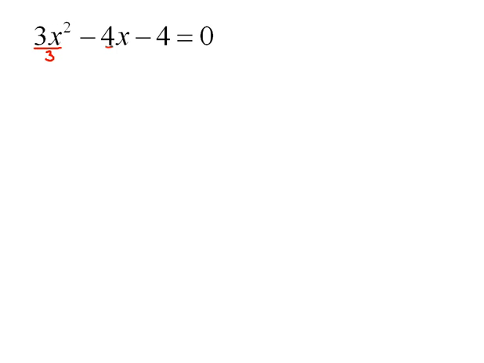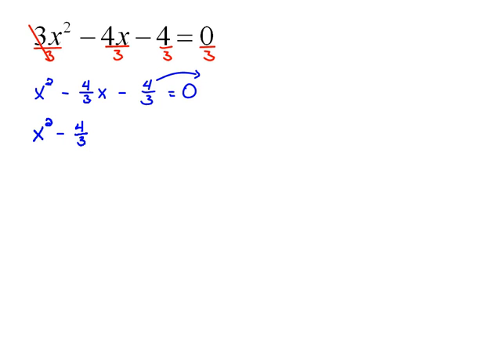So in order to get rid of it, we're going to divide everything by 3 so that it will cancel out. So now we have x squared minus 4 thirds x minus 4 thirds equals 0. Now we're ready to begin completing the square. We will need to move our constant term over. So x squared minus 4 thirds x, leave a blank for us to complete the trinomial, equals positive 4 thirds.